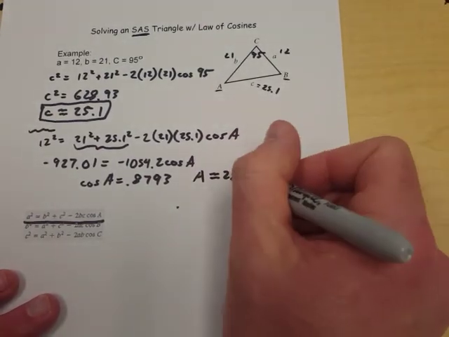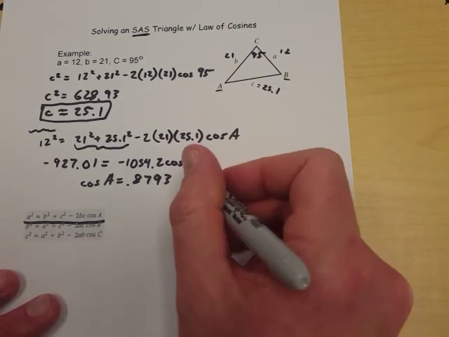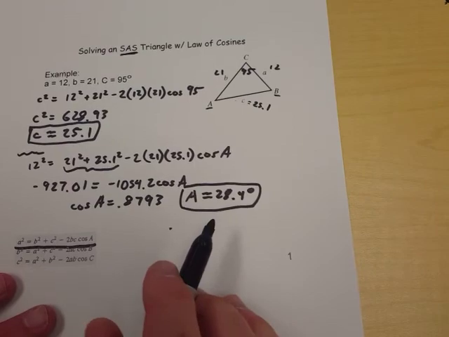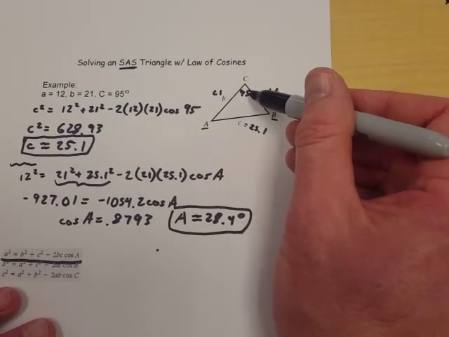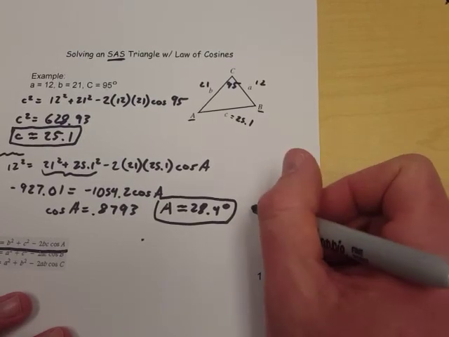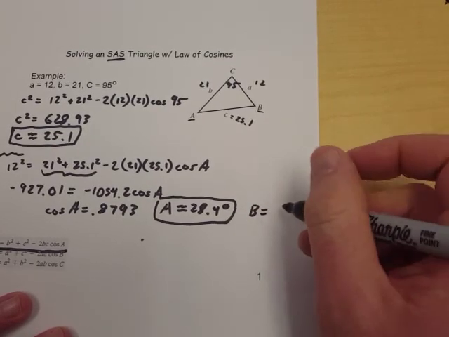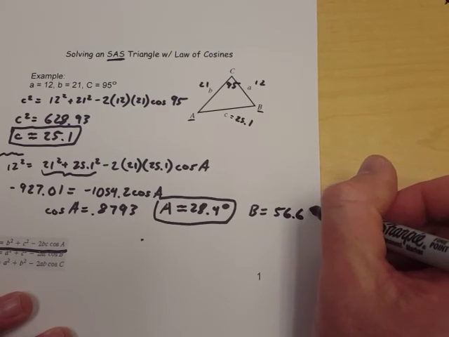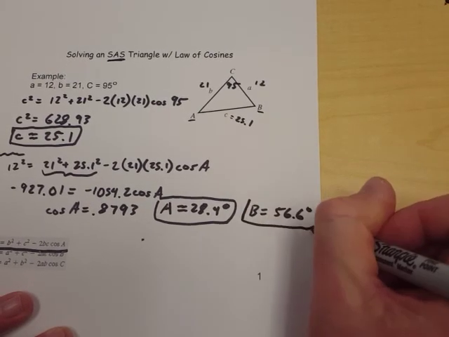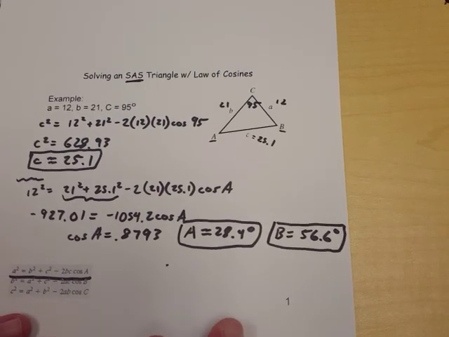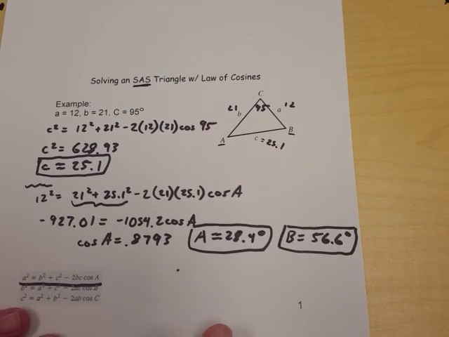What's going to end up happening is that A is going to be about 28.4 degrees. Now, because again triangles add up to 180, we can just take 180 minus 95 minus 28.4 and get our last angle, which is big B. That's the easy part, and that's about 56.6. So now we have the three missing pieces, and we used law of cosines on an SAS triangle.